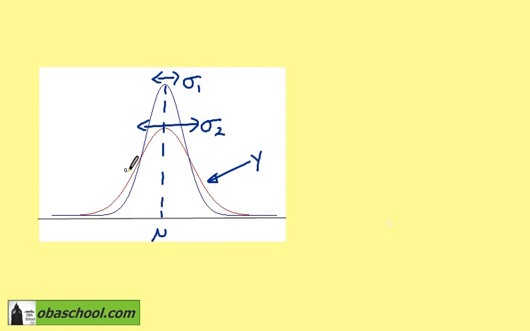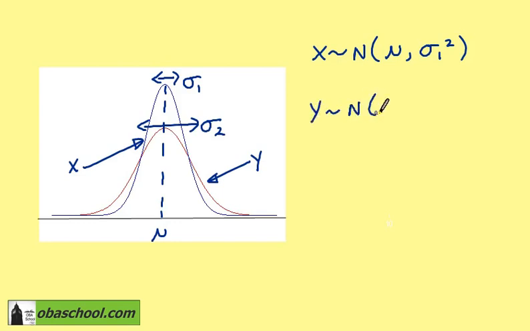If we call the red one y and the blue one x, then here we can write that x follows a normal distribution with mean mu and variance sigma 1 squared, and that y follows a normal distribution with mean mu and variance sigma 2 squared. Note here that the mean is the same. The difference between these two distributions is their variance.